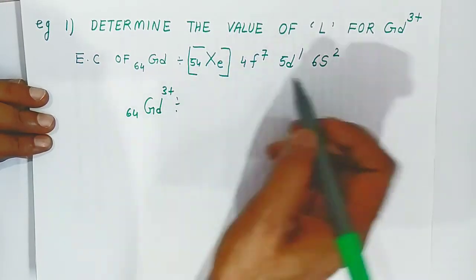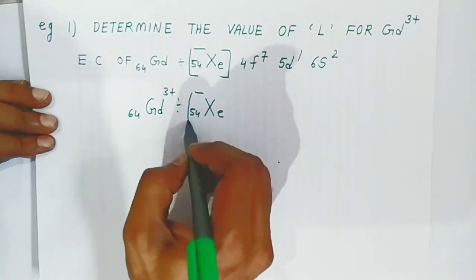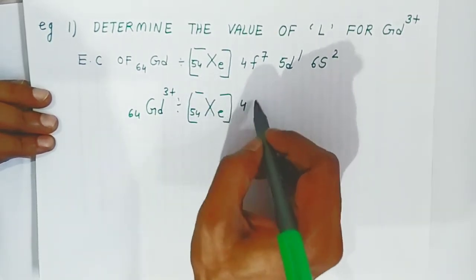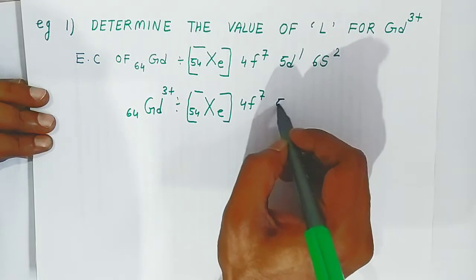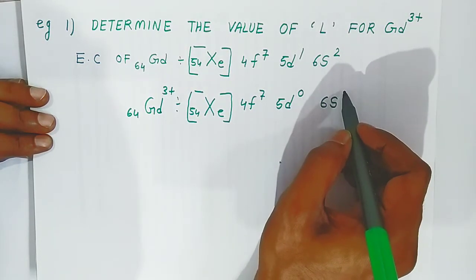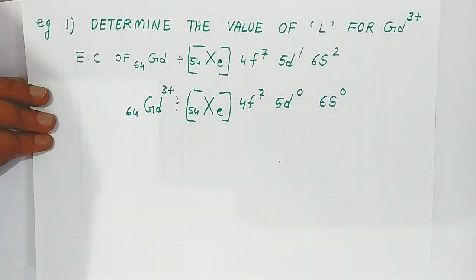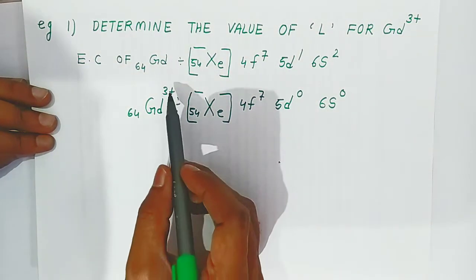What happens? It will lose 3 electrons. Xenon 54 will remain as it is, 4f7. Here 5d1 becomes 5d0 and 6s2 becomes 6s0. Correct? Now we are going to find the orbital magnetic moment of gallium 3 plus.